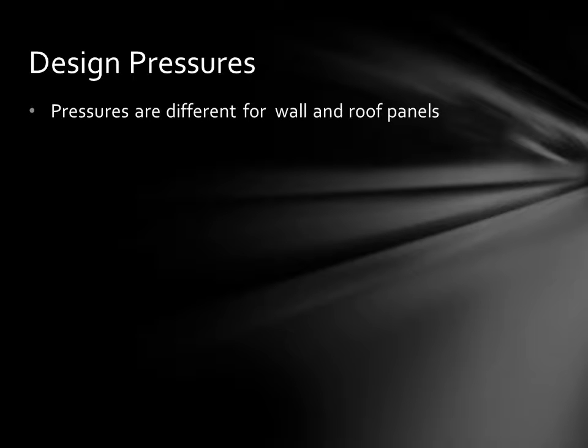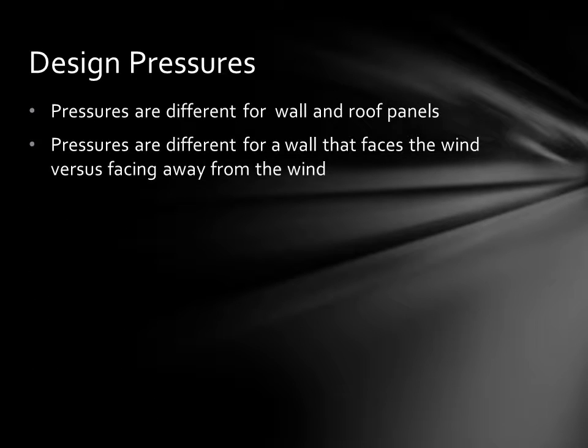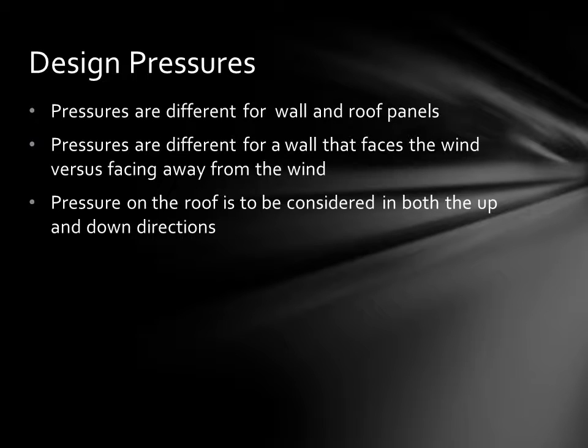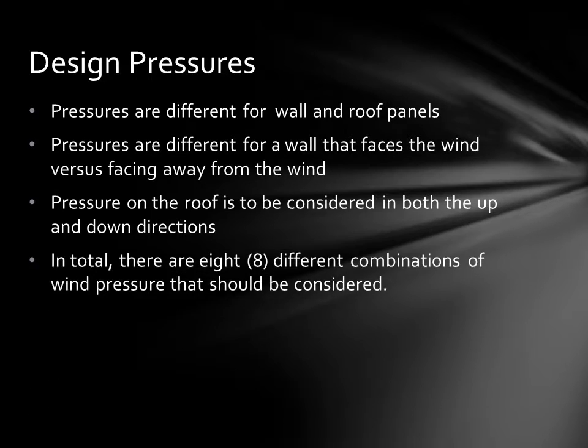Pressures are different for wall and roof panels. In addition, pressures are different for wall panels that face the wind versus walls that face away from the wind. And pressures on the roof are to be considered in both the up and down directions. In total, there are 8 different combinations of wind pressure that should be considered on an enclosure.